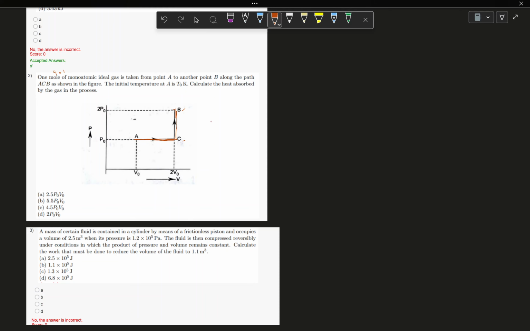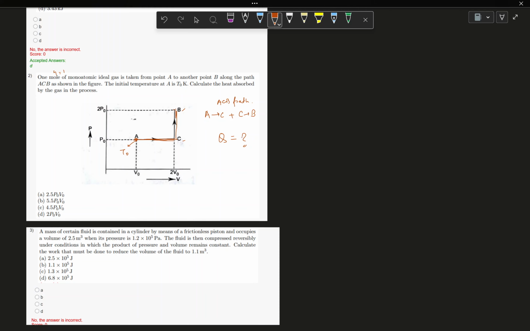So your total journey or total process contains two steps. One is A to C and then the other is C to B. Total is forming this ACB path. And the initial temperature at A is T naught. Calculate the heat absorbed by the gas in the process. So in this whole process you have to get what is the Q or heat absorbed.